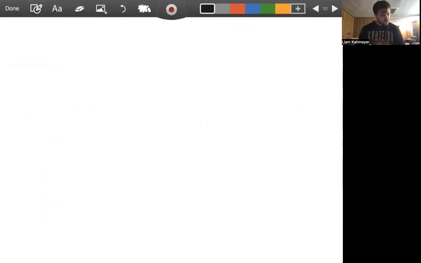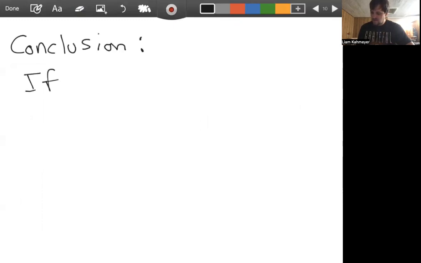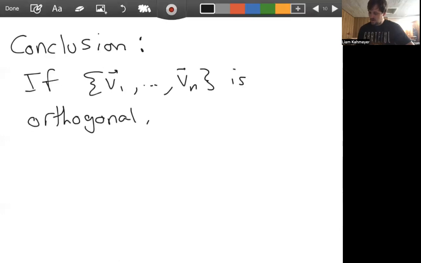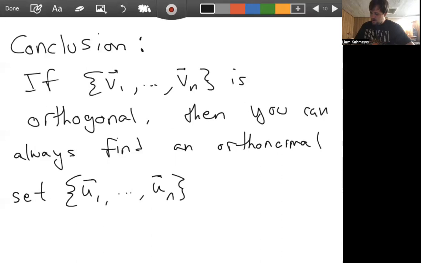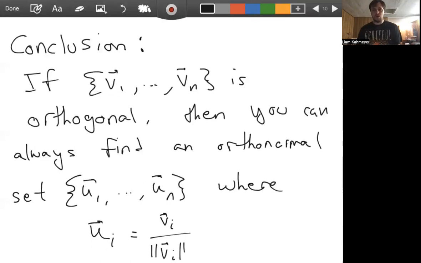So here's, let's see how I listed it. Just as a conclusion or an observation: if v1 through vn is orthogonal, then you can always find an orthonormal set u1 through un, where ui is equal to vi, whoops, divided by the magnitude of vi, right? And so you can always do this.